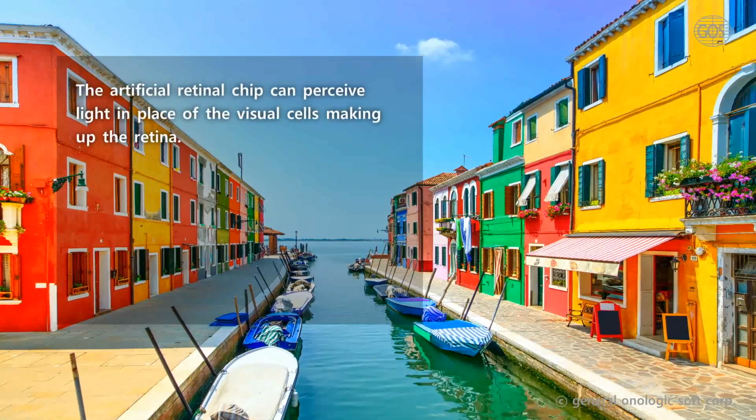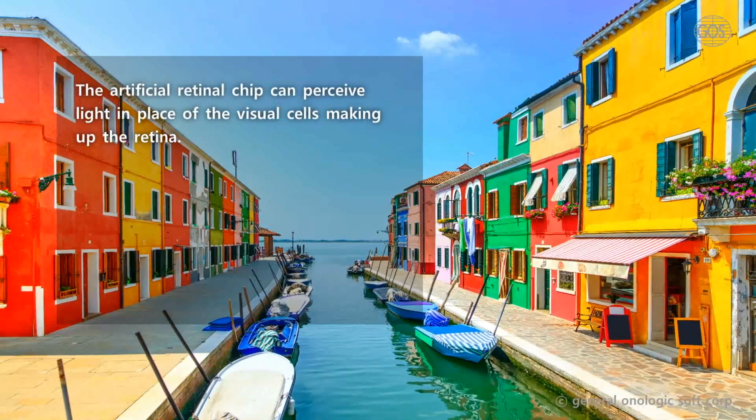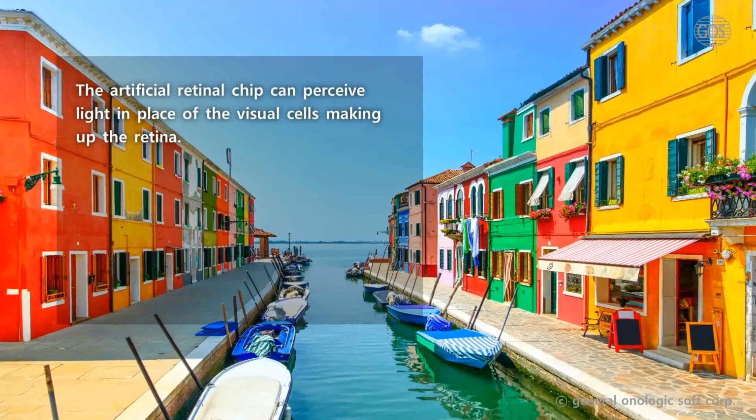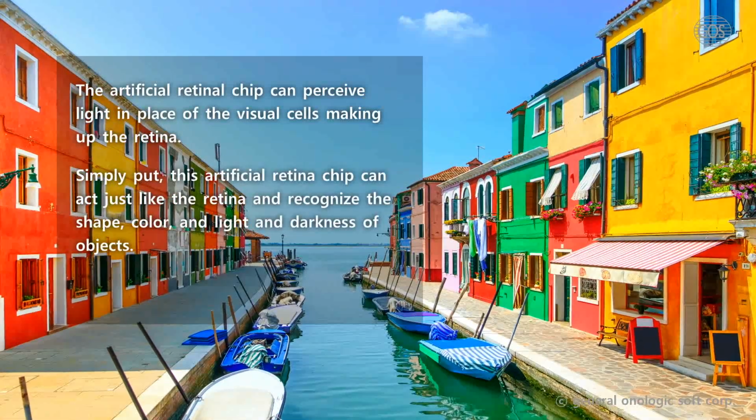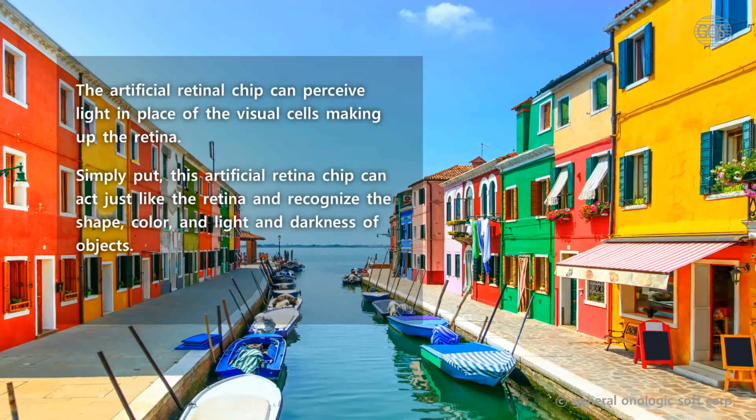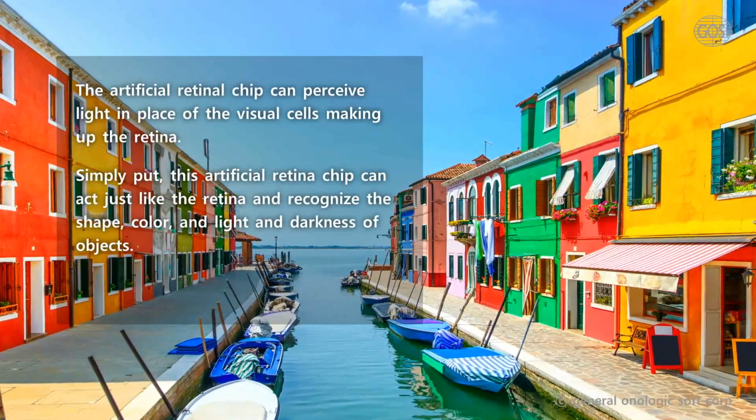The artificial retinal chip can perceive light in place of the visual cells making up the retina. Simply put, this artificial retina chip can act just like the retina and recognize the shape, color, and light and darkness of objects.